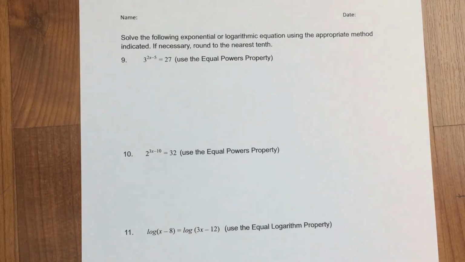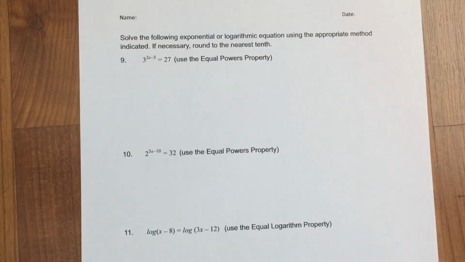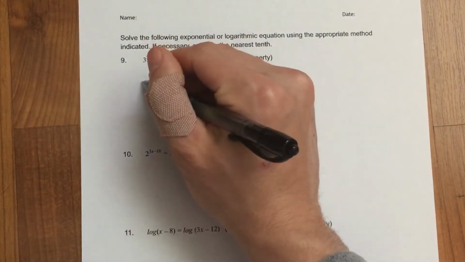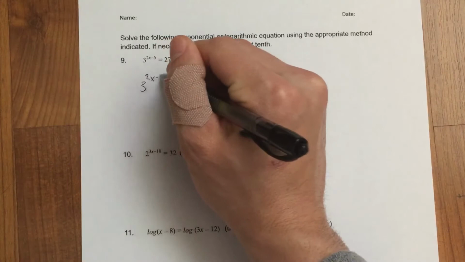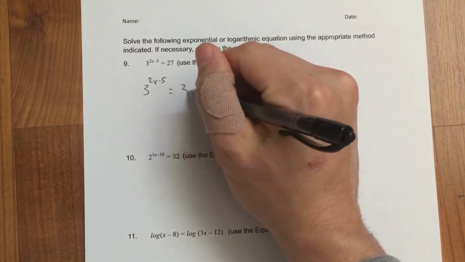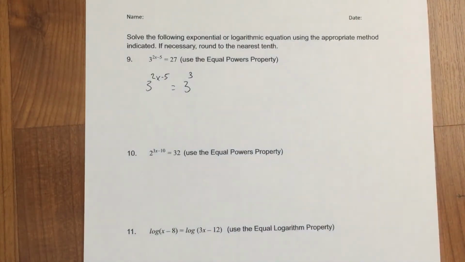Now, to solve the equal powers property, the idea of this is to try to get the same base on each side. So 3 to the 2x minus 5. I can write 27 in terms of a 3. Specifically, 3 to the 3rd power is 27.